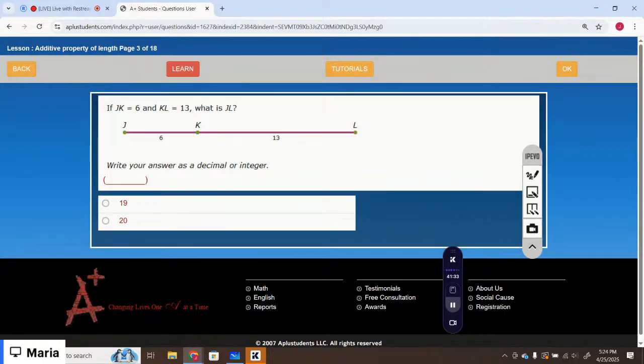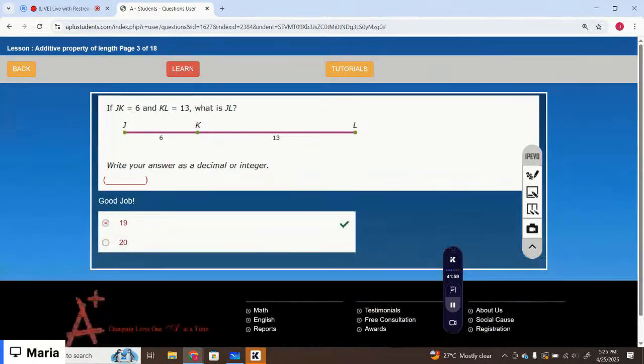If JK equals 6 and KL equals 13, what is JL? Which is the correct option? JL equals JK plus KL. So 13 plus 6 equals 19. Option number 1 is the correct option.